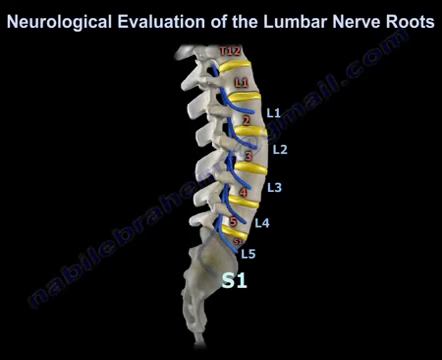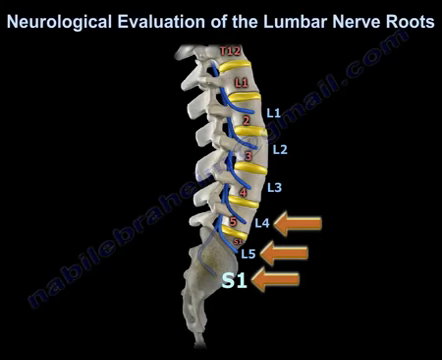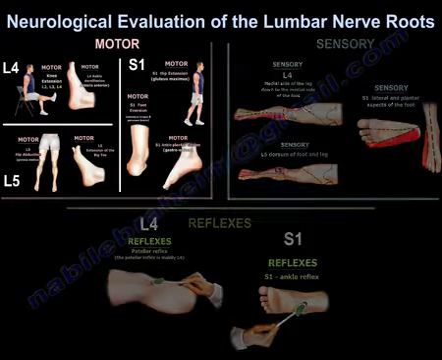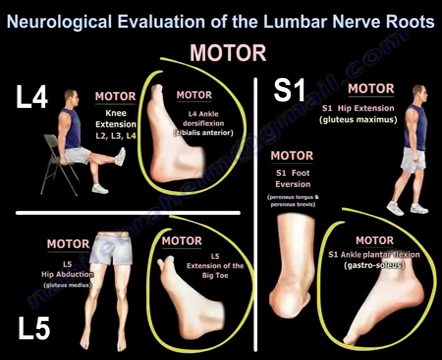So there are three important nerve roots: L4, L5, and S1. And you can check three things: the sensory, the motor, and the reflexes. If you take the motor, for L4, it's ankle dorsiflexion. For L5, the big toe or the hip abductors, the gluteus medius and minimus. For S1, ankle plantar flexion.